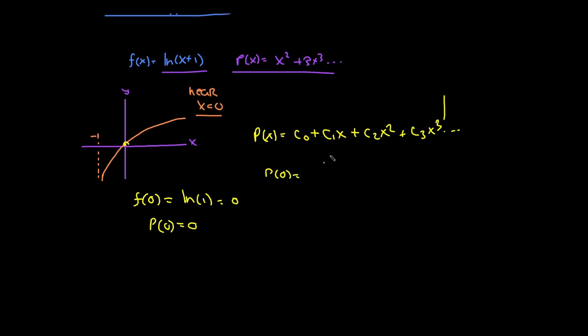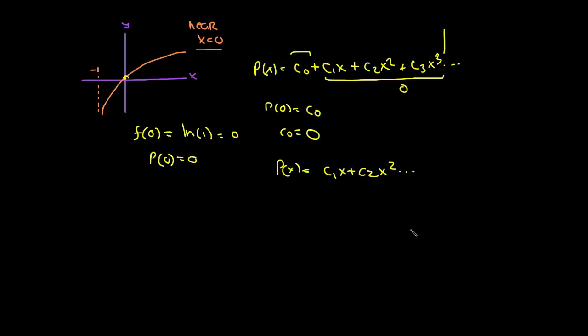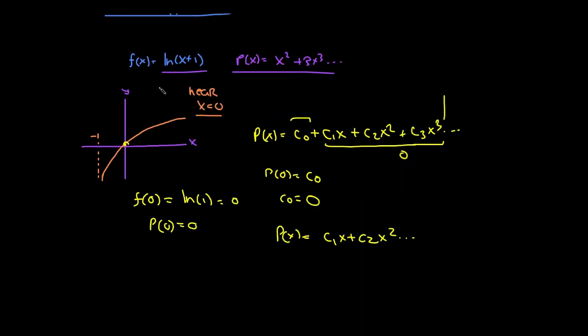Let's see how we can do that. Well, if we enter 0, then all terms with an x, they all become 0, which leaves us with just c0, which means that c0 is just equal to 0. So we've already found one of our constants here, if you will. And now our polynomial goes just c1x plus c2x squared, on and on like that. Alright, so now we've made sure that the polynomial equals 0 because the function also equals 0 at that point.